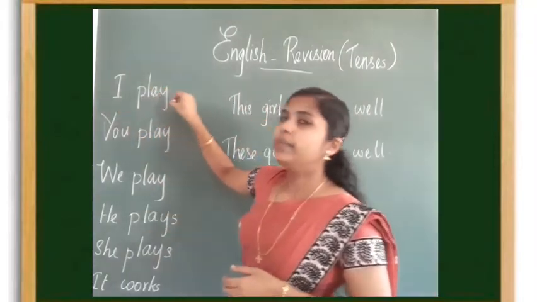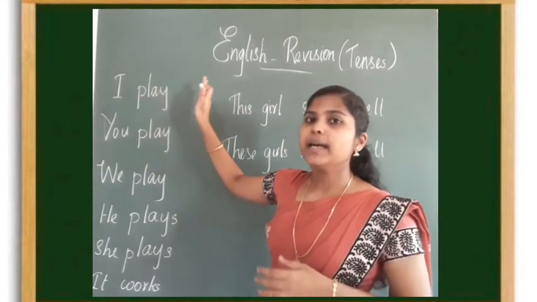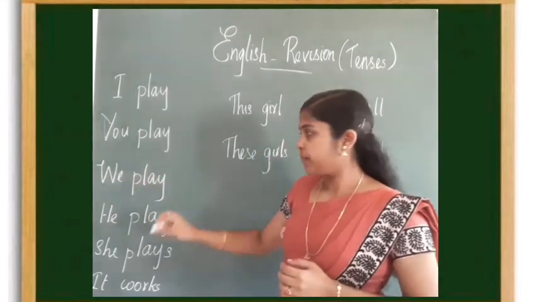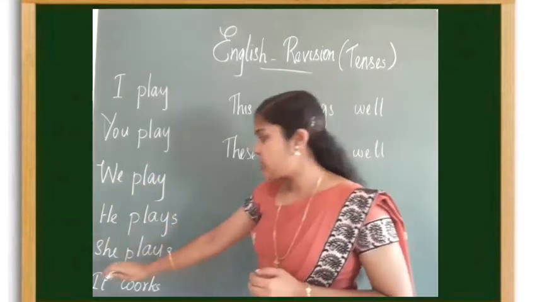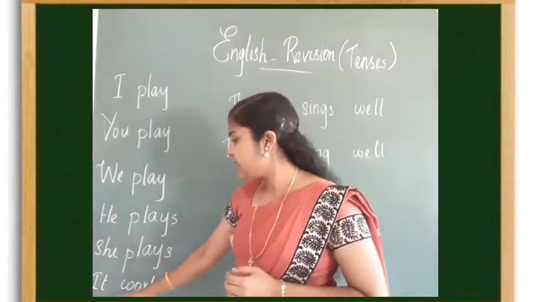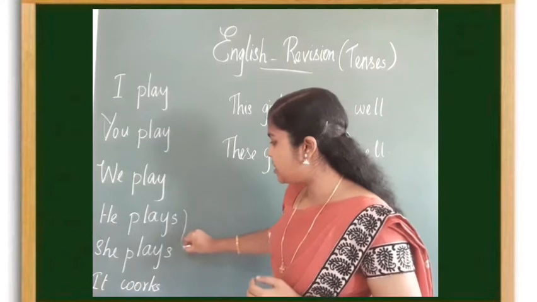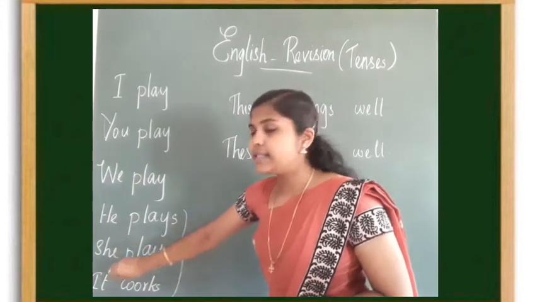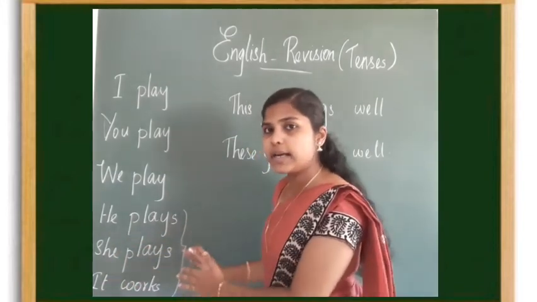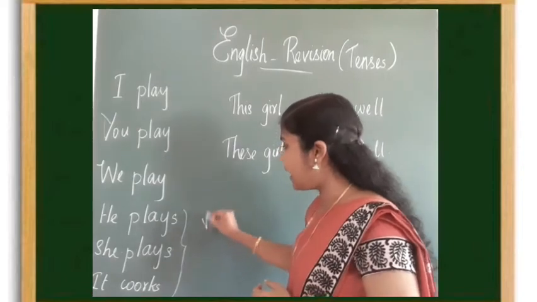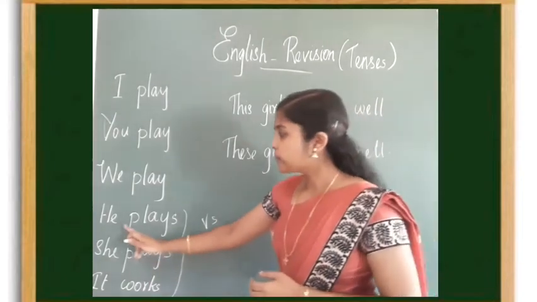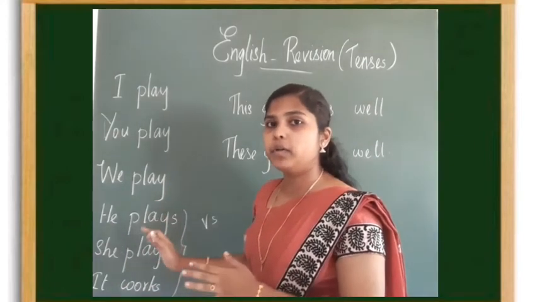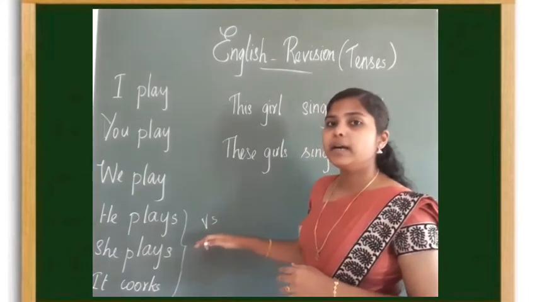I play. Subject, verb in the base form. You play. We play. He plays. She plays. It works. So he, she, it. What are these? These are the third person singular. Right? For third person singular, we have to add s along with the verb.